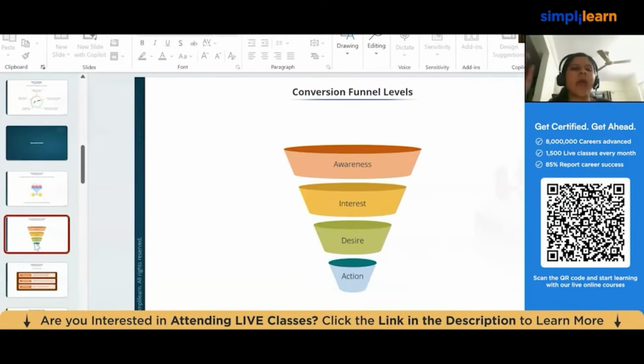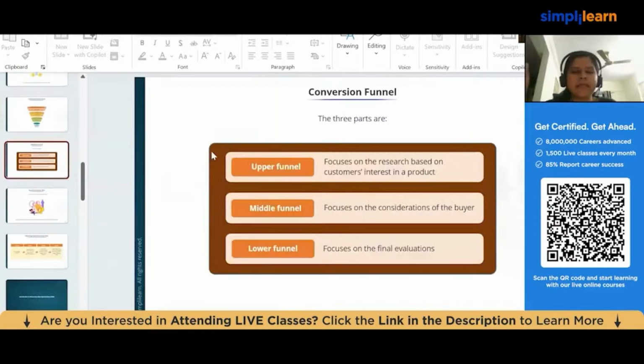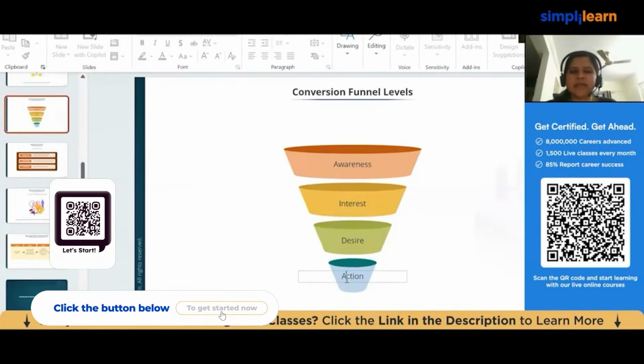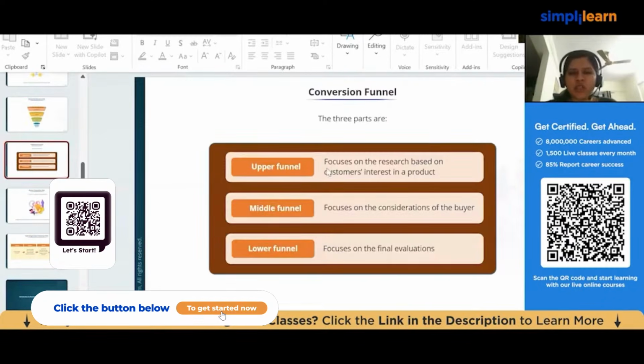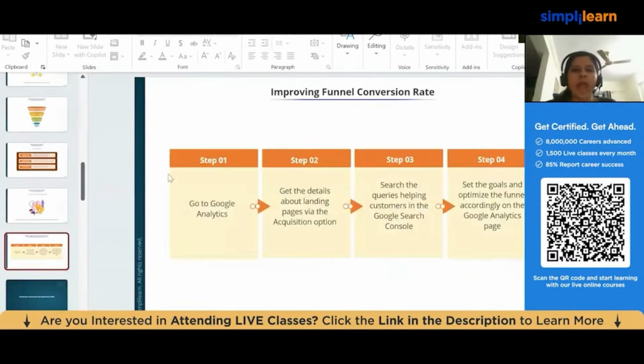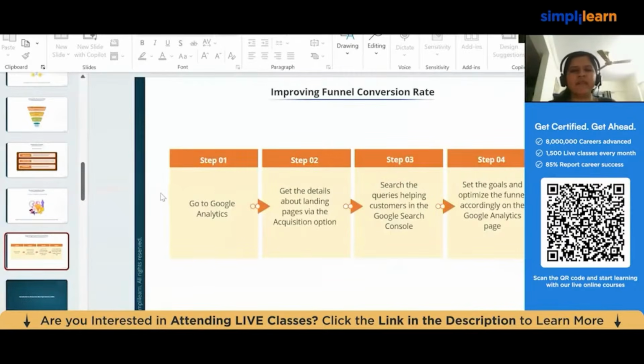For a beginner, you don't have to look into the strategy part, because you are just joining this industry, but you should at least know what the conversion funnel is in simple terms. This is upper funnel, these both are middle funnel, and this is lower funnel. Upper funnel is more about generating awareness and interest. Middle funnel is all about consideration, and lastly, lower funnel, which is action, is about asking them to buy your product.